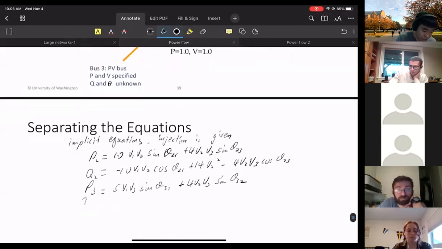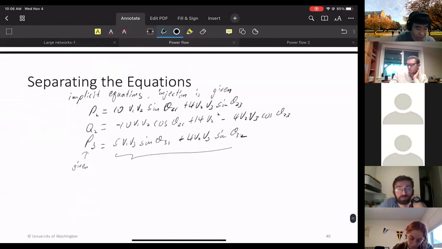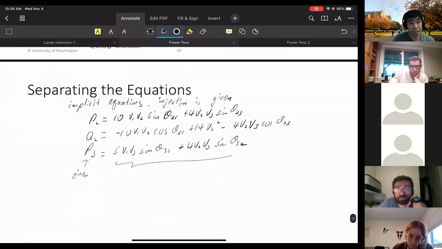Again, the left hand side is given, the right hand side we don't know. We don't know V and theta on the right hand side. Any questions about this? Yes, when you say theta 21, does theta 21 mean theta 2 minus theta 1? Yeah, theta 2 minus theta 1.